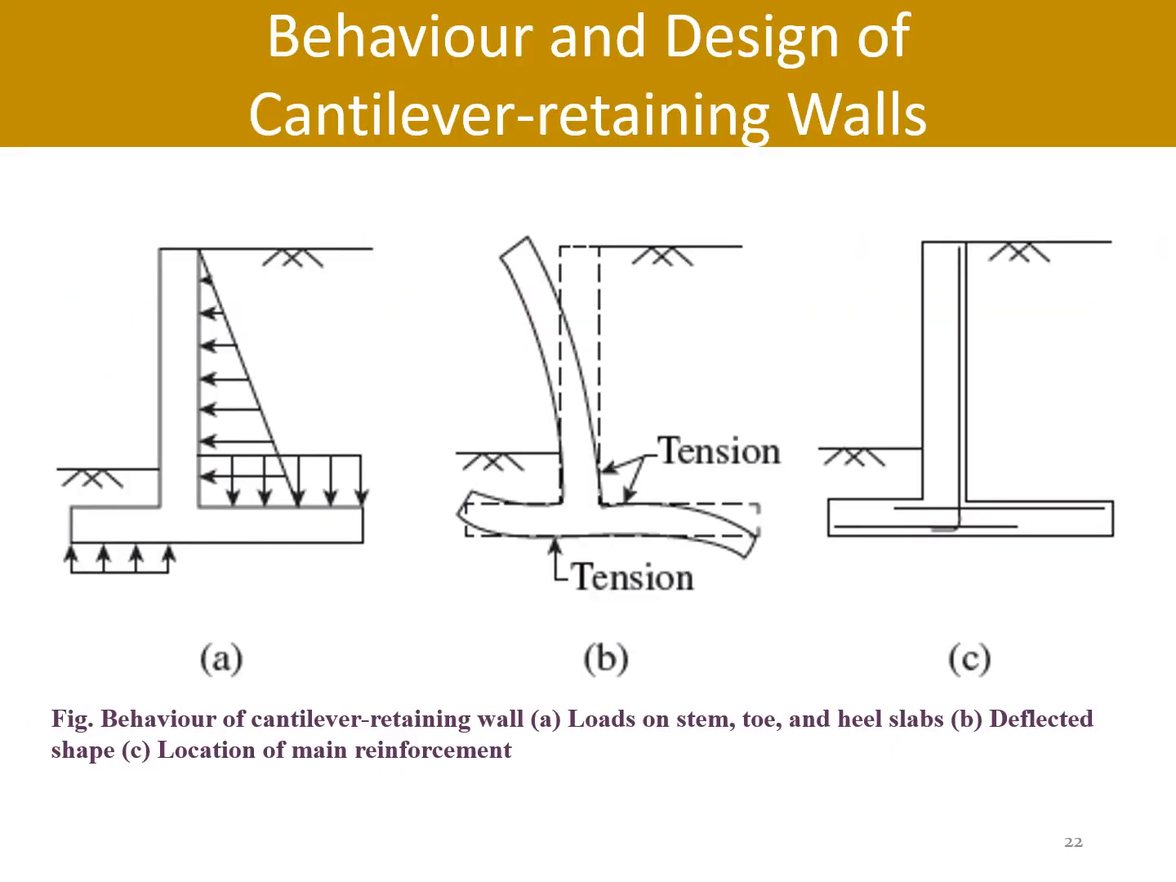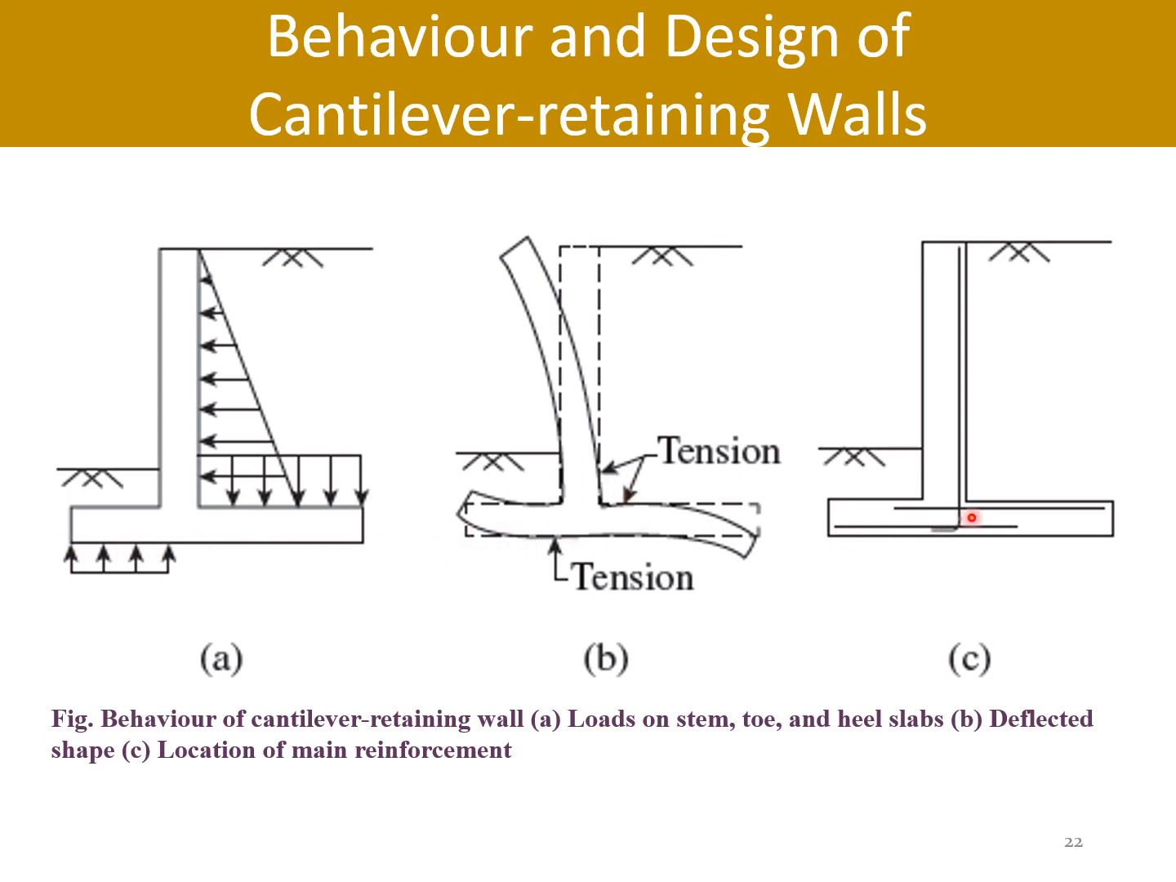This is the behavior of my cantilever retaining wall when it is subjected to lateral pressure. The heel slab will be subjected to downward pressure, the stem will be subjected to lateral pressure, and the toe slab will be subjected to upward pressure. So these two faces, this face and this face, will be subject to tension, and this face of my toe slab will be subject to tension.